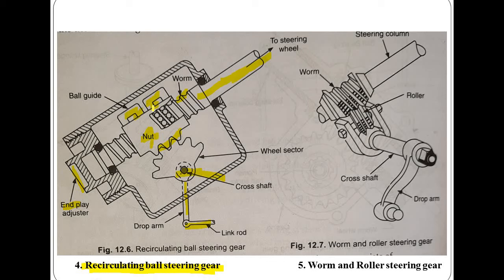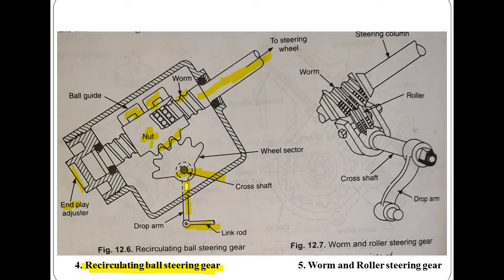Then this type of steering gear consists of a steering linkage that is hooked to the sector gear. The worm gear turns with the turning of the steering shaft, and that makes the balls roll in the grooves. That causes the nut to move up and down along the worm, and movement of the nut sets the sector gear to turn at an angle. Consequently, the link rod, this one, is actuated through the drop arm, resulting in the desired steering of the wheels.